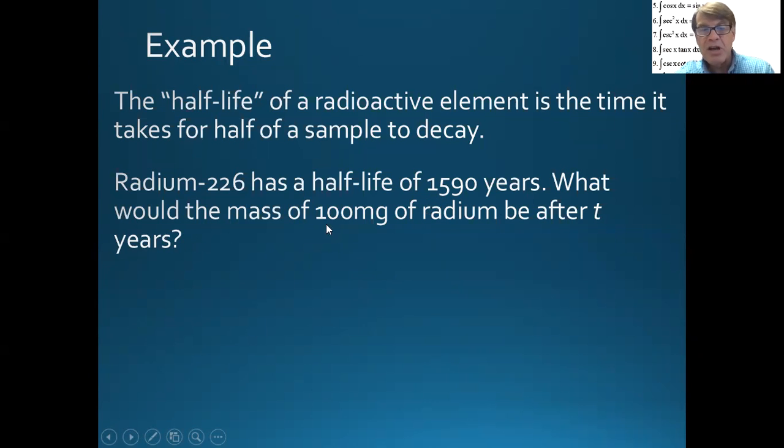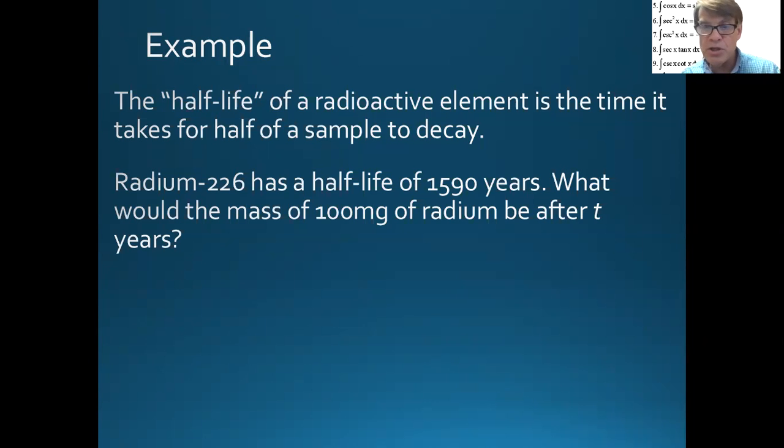So what would be a formula for the mass of 100 milligrams of radium after t years? Well, by the way, what is the half-life? The half-life is 1,590 years. So in 1,590 years, we'll only have 50 milligrams of radium-226 left. The other half will have become radon-222, an inert gas.